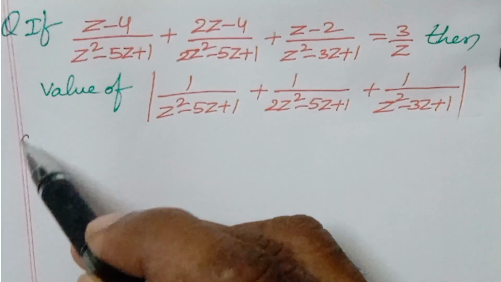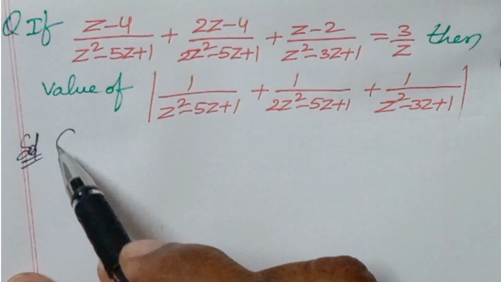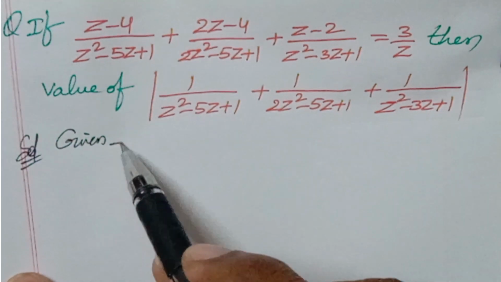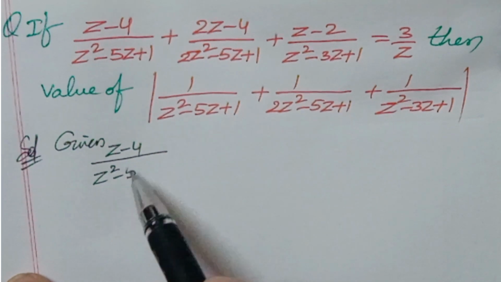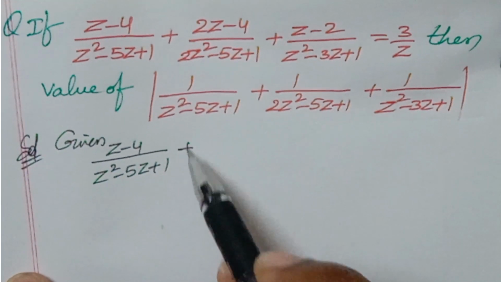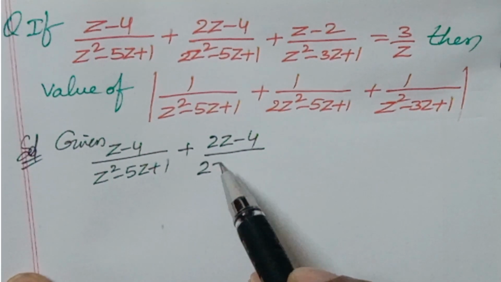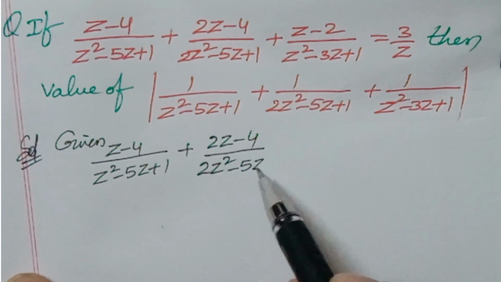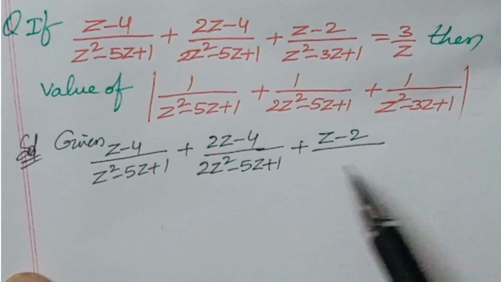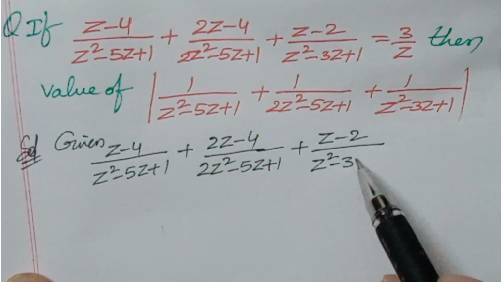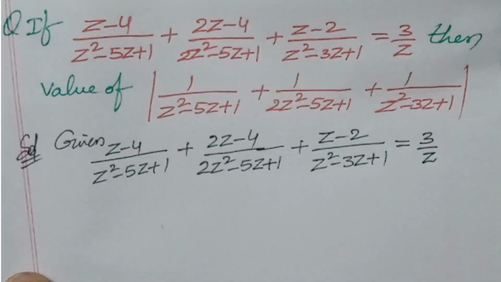So here, what is the logic? First of all, what is given? (z − 4)/(z² − 5z + 1) + (2z − 4)/(2z² − 5z + 1) + (z − 2)/(z² − 3z + 1) is equal to 3/z.